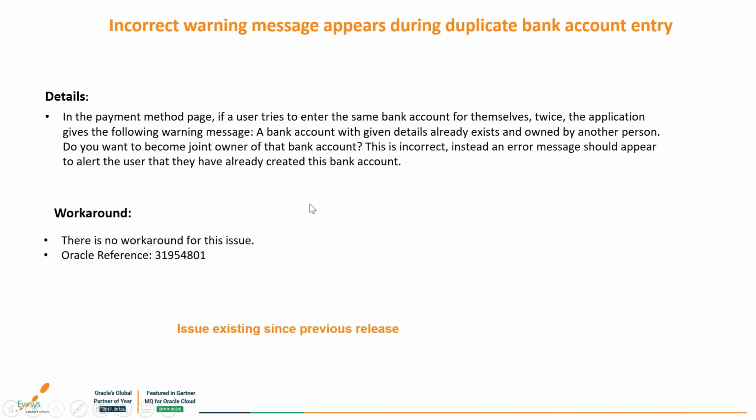The next known issue is an incorrect warning message appearing during duplicate bank account entry. If the employee is adding a bank account from employee self service, in case they already have a bank account with the same number, the system gives you the warning message asking if you want to become joint owner of the bank account, rather than giving you a warning or an error message stating that this is incorrect because you already have a duplicate entry.